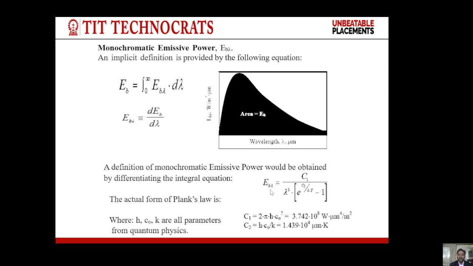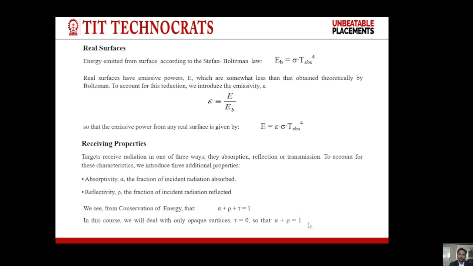Here E_b lambda equals C1 upon lambda to the power 5, times e to the power C2 upon lambda T, minus 1. Here C1 is a constant, and C2 is also a constant. The actual form of Planck's law is given by this. These are all constant parameters, and the values of the constants are also given.